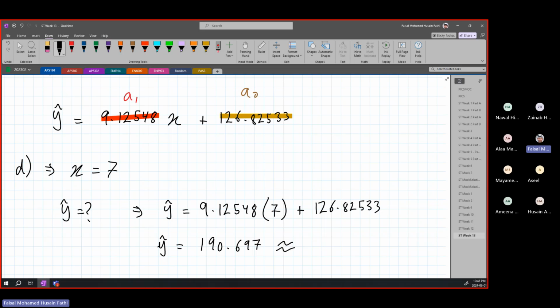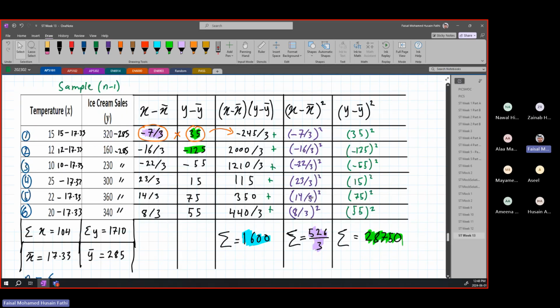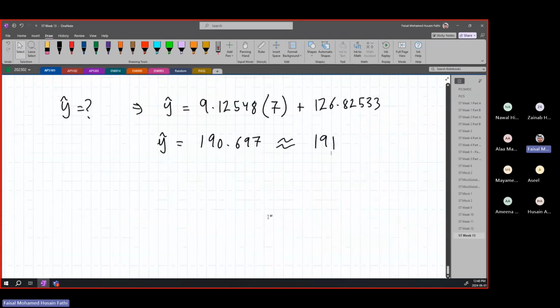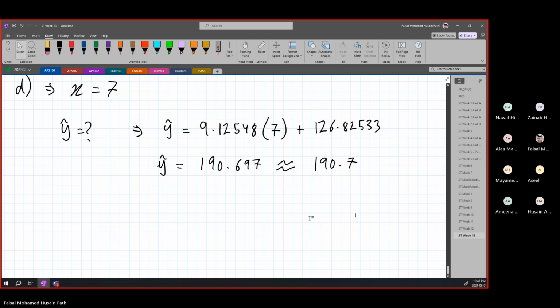190.697. Rounded off to 1 decimal, 191. Or actually it's going to be 190 point, is it 1 decimal place? Yeah, so it's going to be 190.7. Okay, to 1 decimal place. Is it clear?